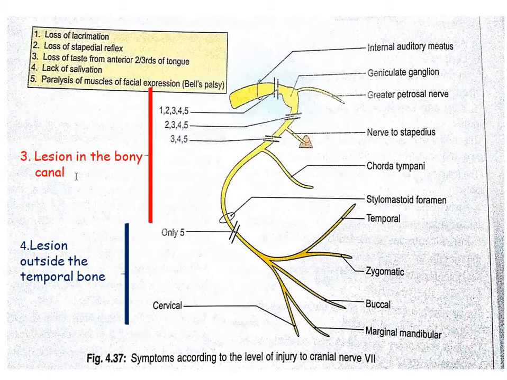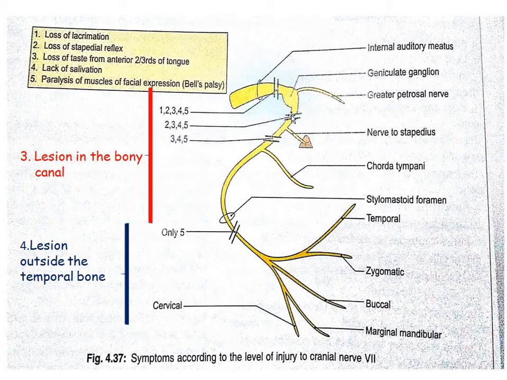Now here we can see, according to the lesions, how the symptoms will be there. So transection of the facial nerve at different levels. If the transection is at level 1, there will be a loss of lacrimation. At level 2, the loss of stapedial reflex. So here we can see that the transection is before the nerve to stapedius.